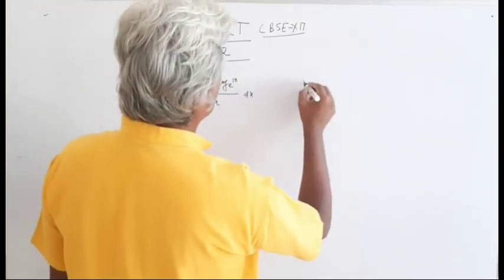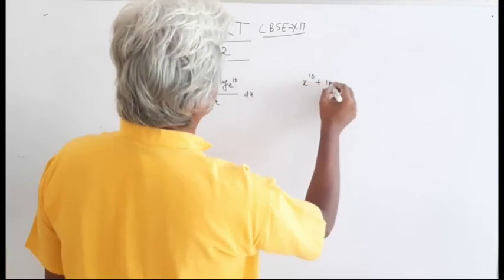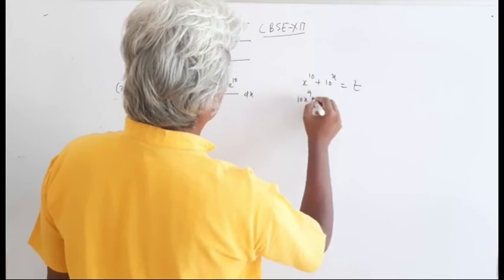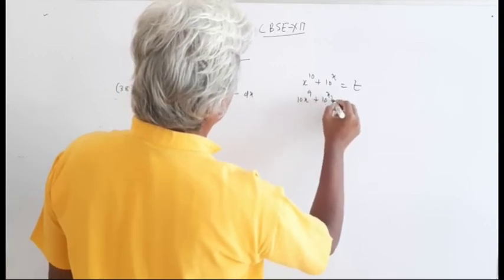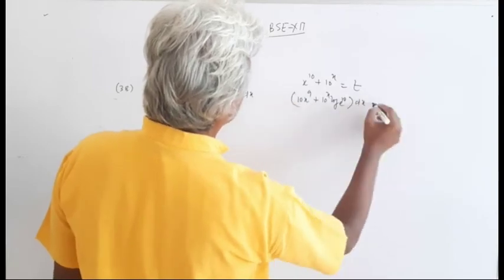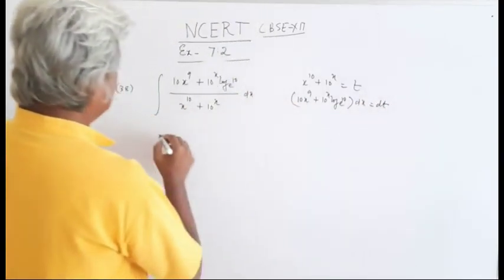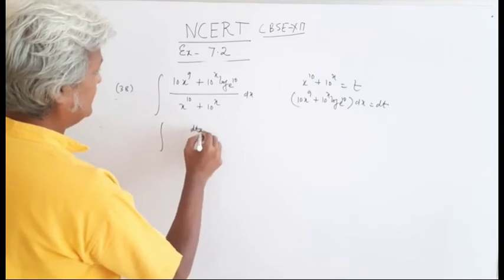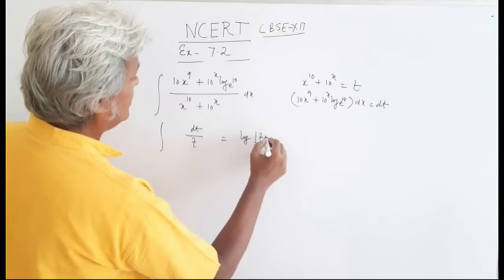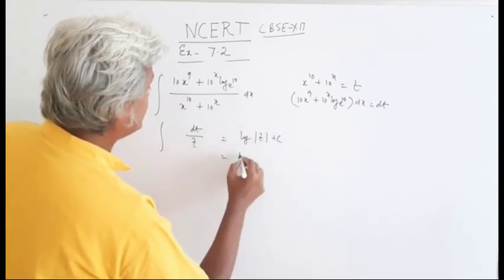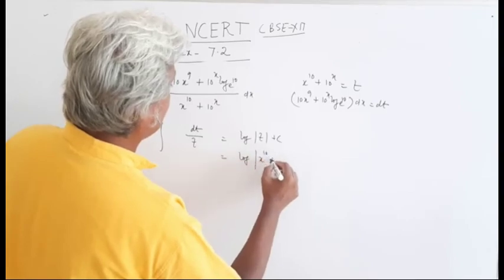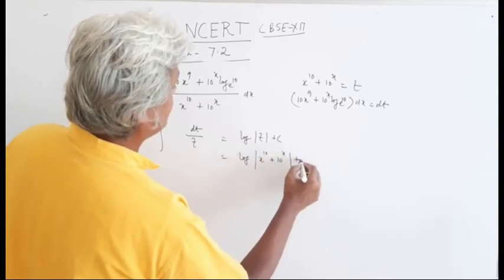But let me explain to you. Let x to the power 10 plus 10 to the power x be t. So 10x to the power 9 plus 10 to the power x log 10 to the base e, whole thing dx, is dt. So this becomes dt over t. So it is log mod t plus c, which means your answer is log mod x to the power 10 plus 10 to the power x plus c.